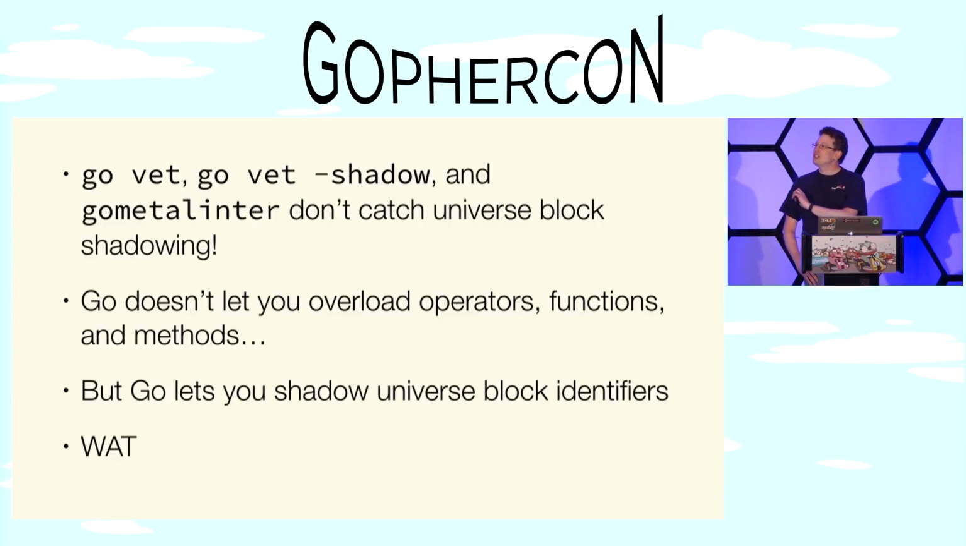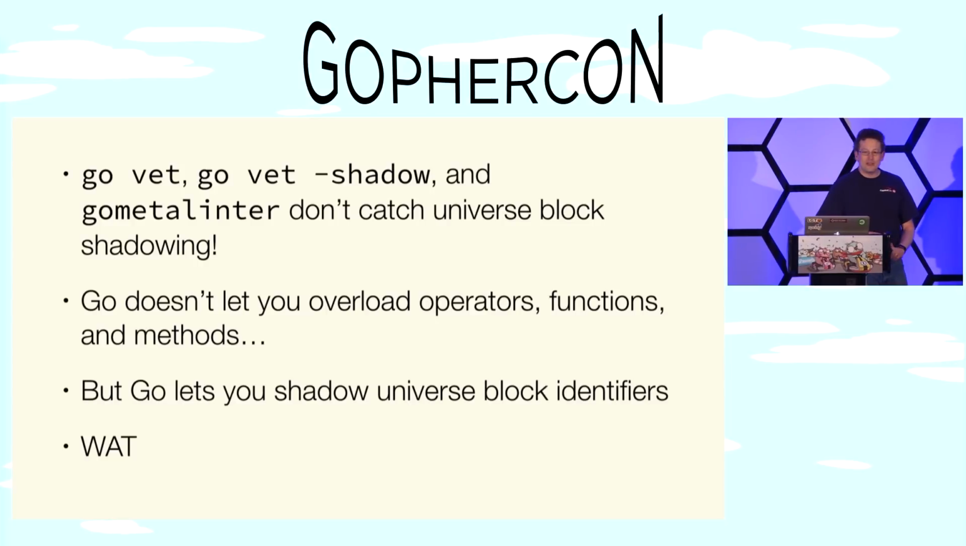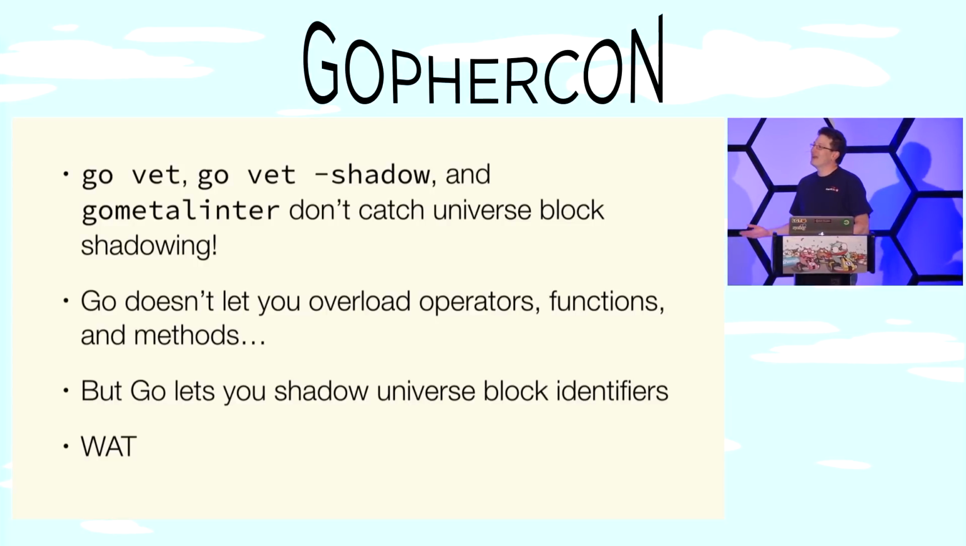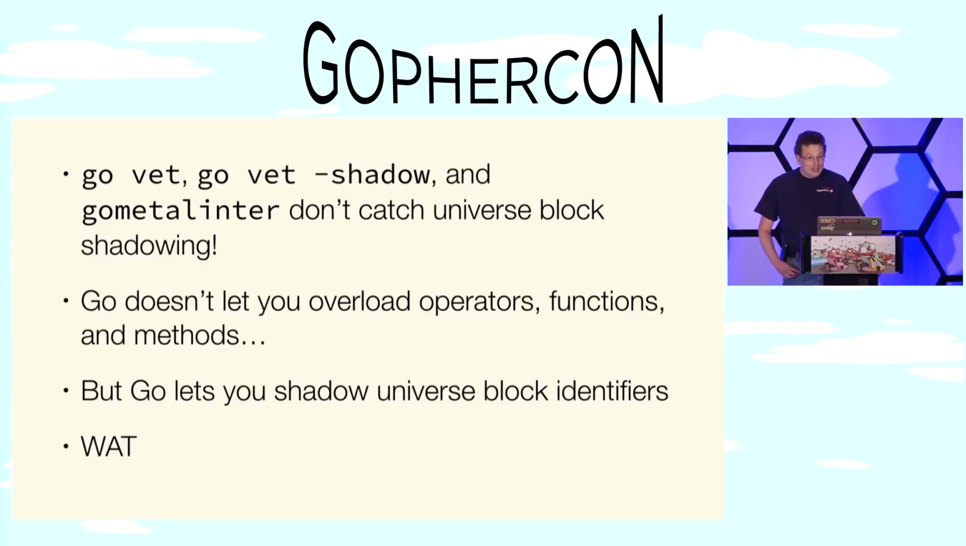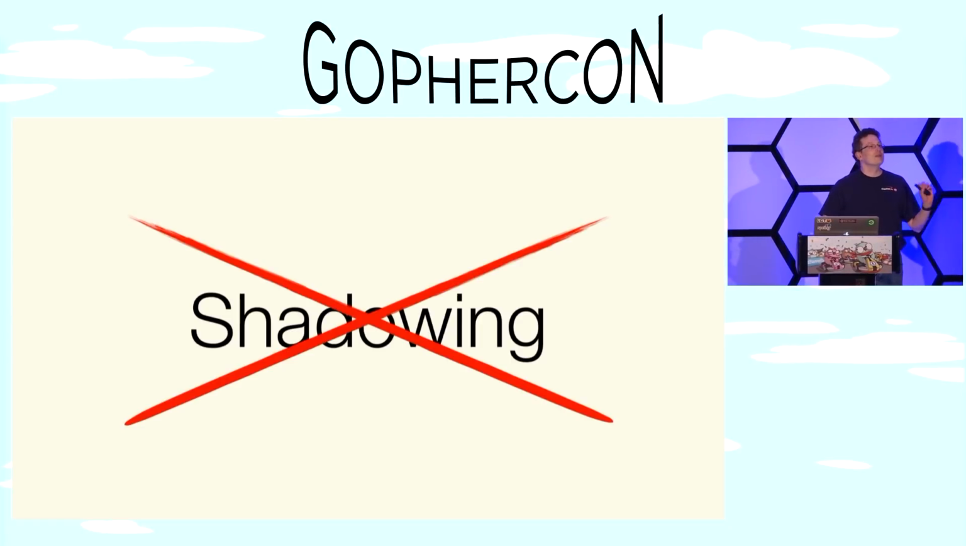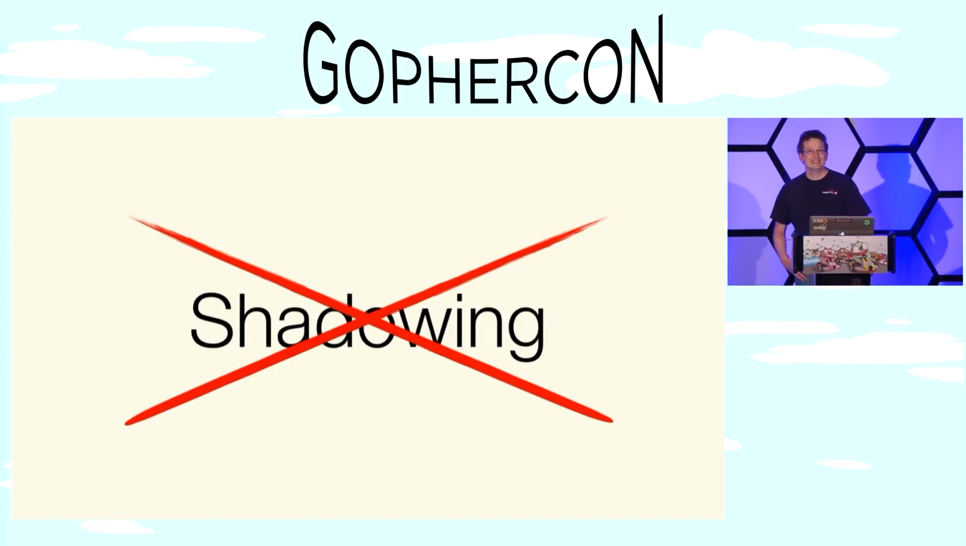And if you think about it, shadowing really stands out as a what in Go. So in the name of understandability in Go, you can't define new operators or overload operators. You can't overload the meanings of functions or methods. But you can define new meanings for built-in types and constants and functions. And hey, that's all good, right? So every Go discussion starts with a list of new features to add. Personally, I want to start with something to remove. Get rid of shadowing, please.